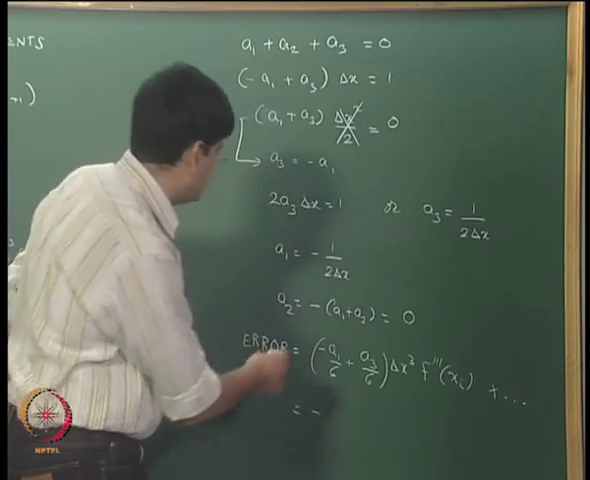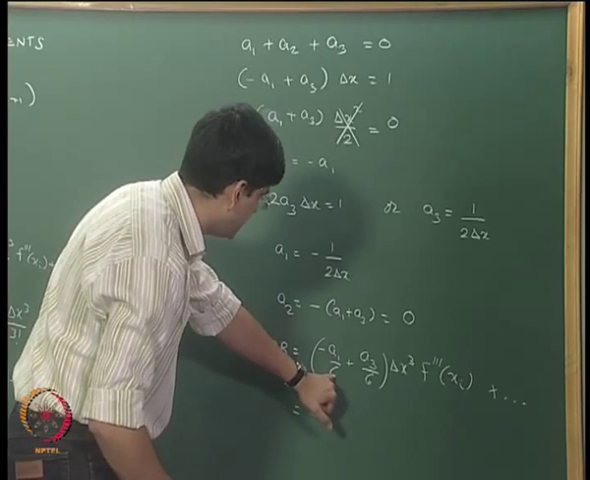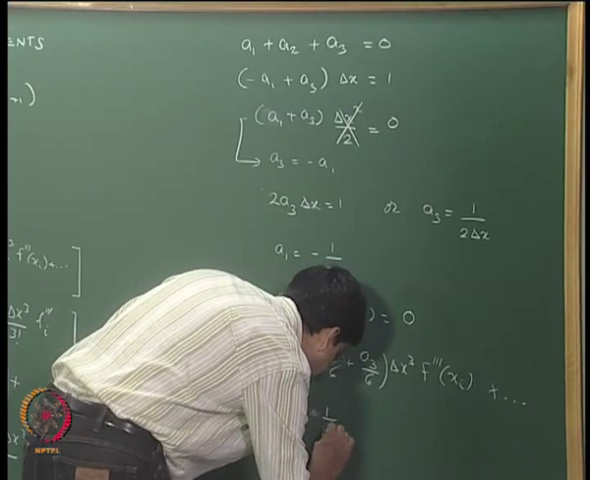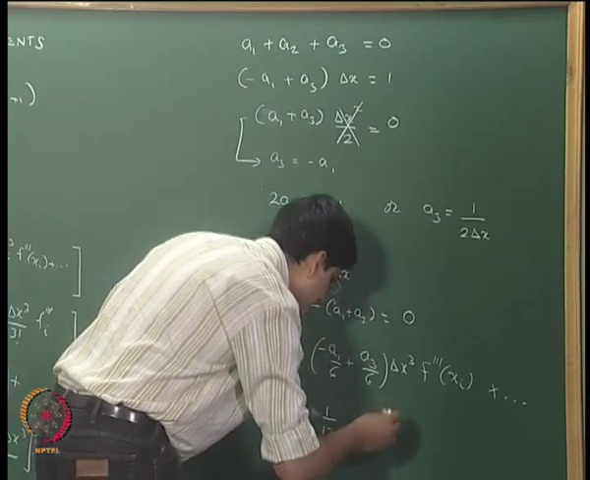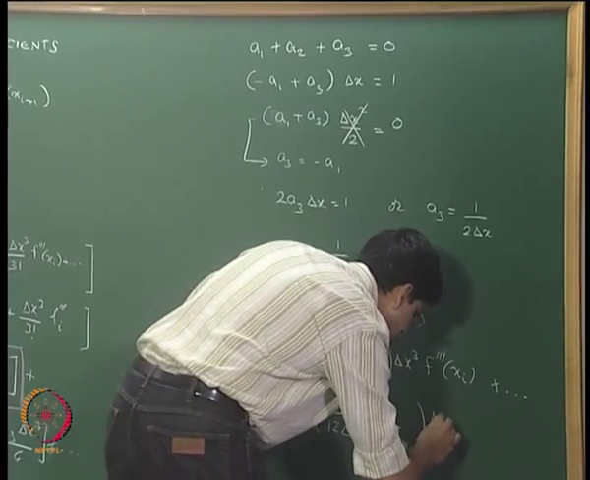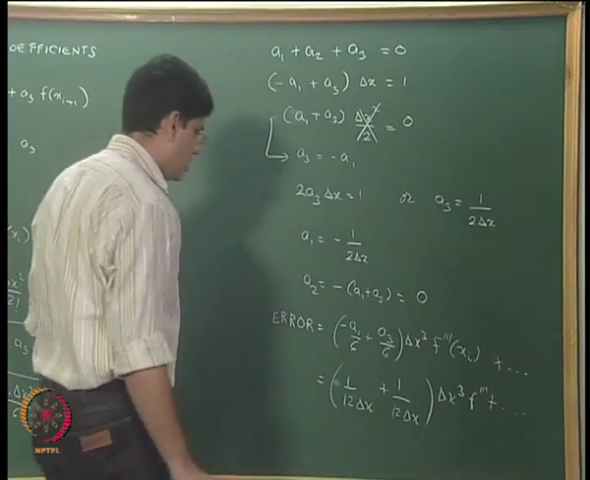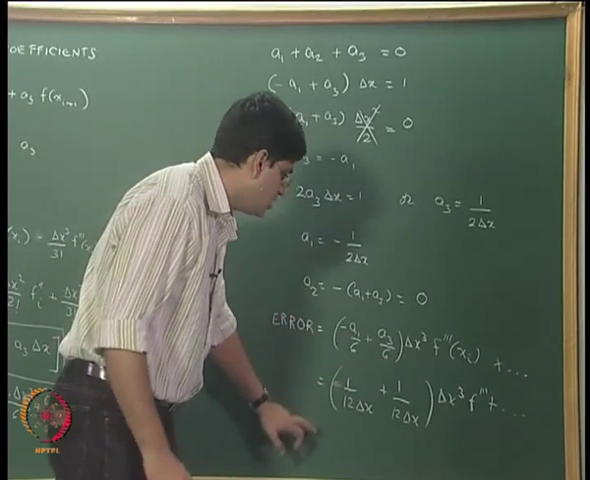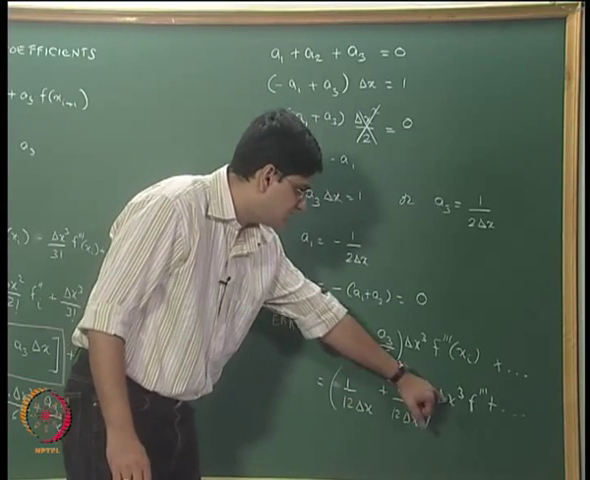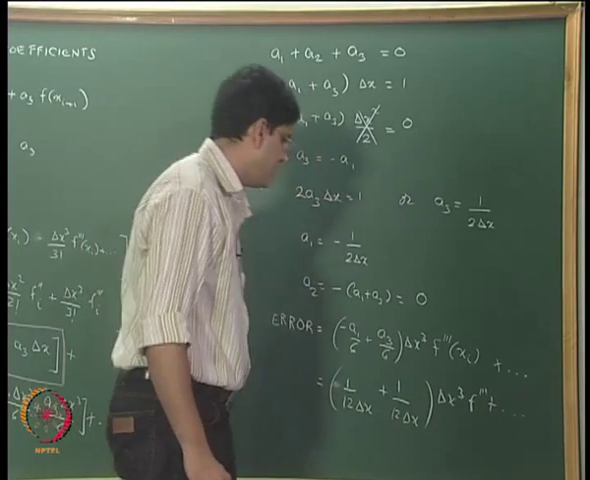minus 1 by 2 delta x multiplied by minus 1 by 6. So it's going to be 1 by 12 delta x plus 1 by 12 delta x multiplied by delta x cube f triple dash plus dot dot dot, and this becomes equal to 1 by 6 multiplied by delta x squared. This delta x and one of the delta x's over here will get cancelled, multiplied by f triple dash.